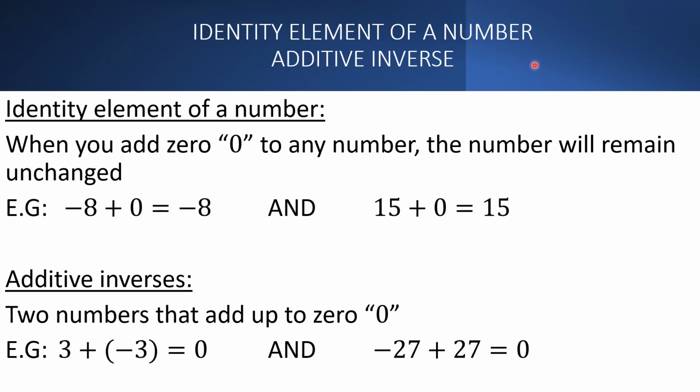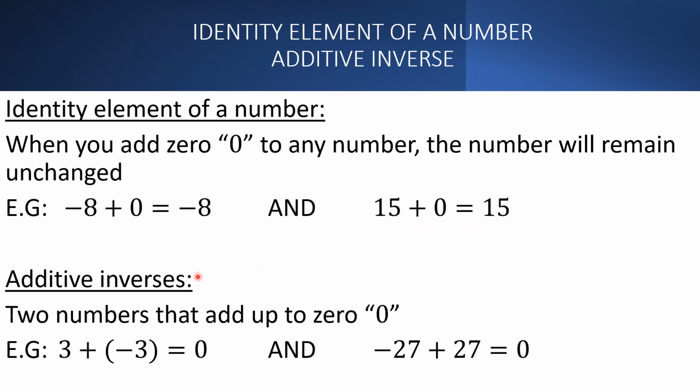Now let's look at the identity element of a number and the additive inverse. The identity element of a number simply states that when you add 0 to any number, the number will remain unchanged. For example, negative 8 plus 0 still remains as negative 8, and 15 plus 0 still remains as 15.